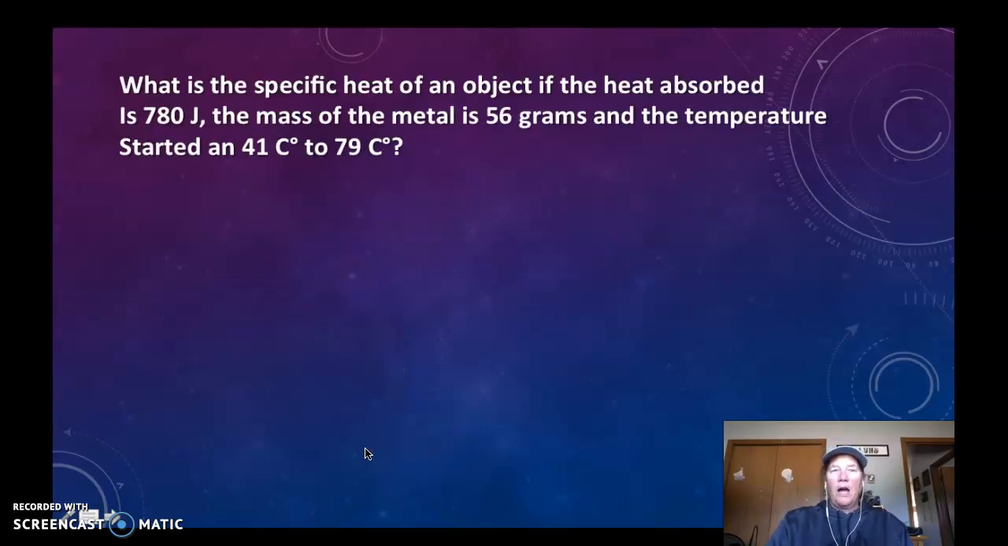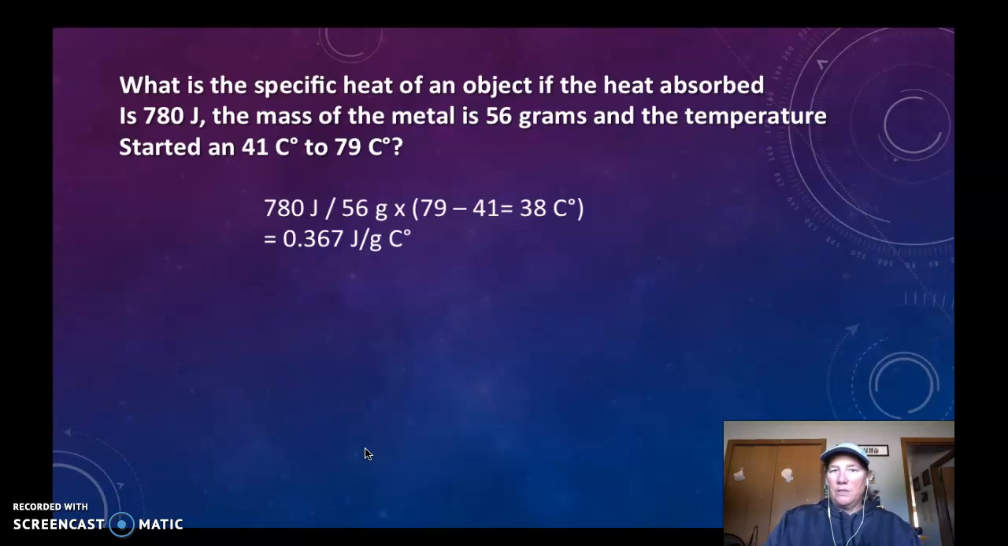Okay. All right. Specific heat, remember, is the heat lost or gained equals the specific heat times the mass times the change in temperature. Okay. So, and if we're doing specific heat, if we're looking for the specific heat and we know the amount of heat lost or gained, you take the amount of heat lost or gained divided by the mass divided by the change in the temperature.